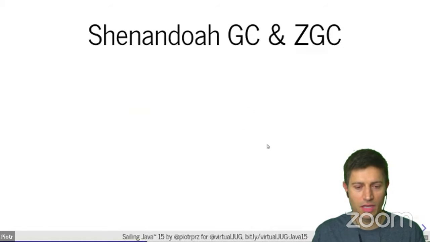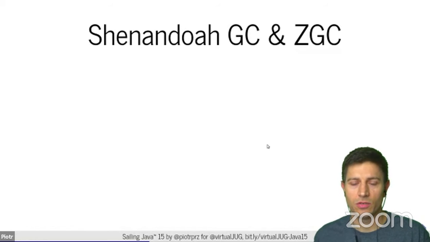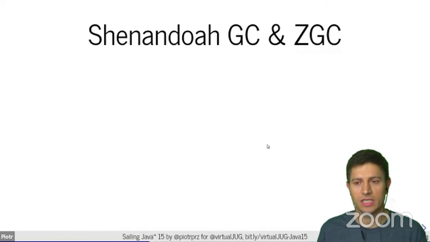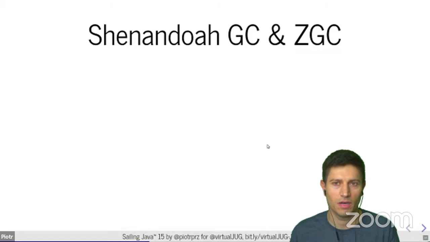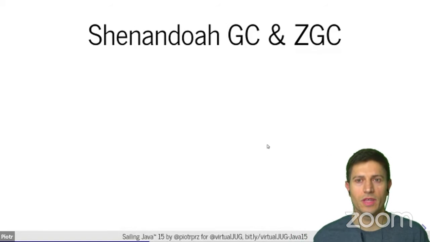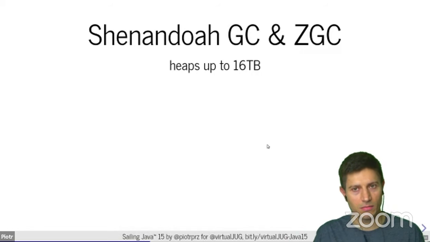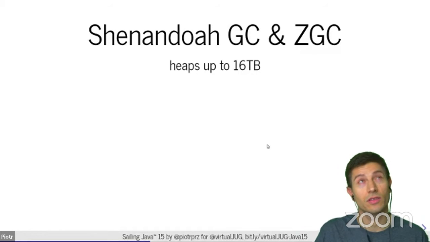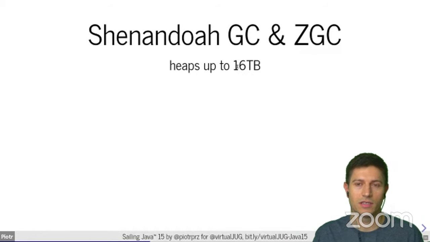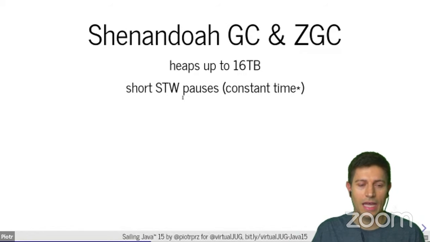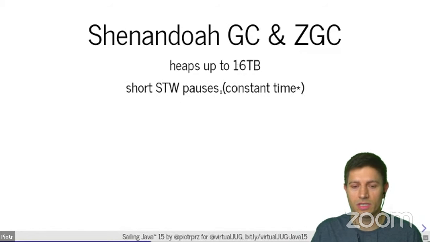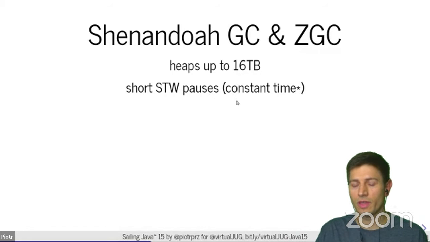Okay, so let's talk now about the new GCs, which are Shenandoah GC and ZGC. Maybe you've heard about them, maybe not. They can support heaps up to 16 terabytes. I remember my first PC having 32 megabytes of RAM, and now we have 16 terabytes of a heap. Amazing. And they are about short stop-the-world pauses, which should be, or in the future will be, constant time. Now, it's not always the case.